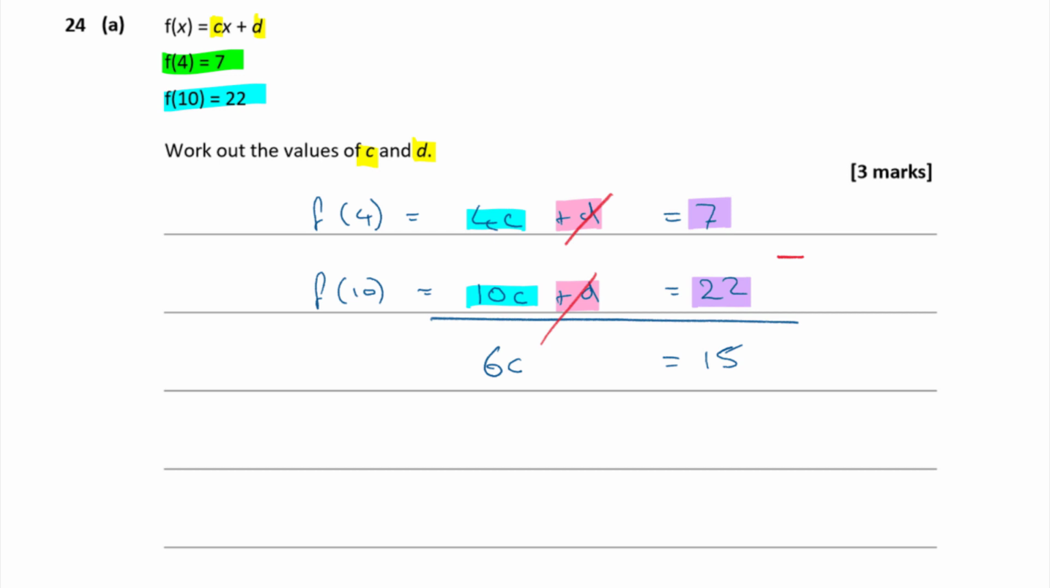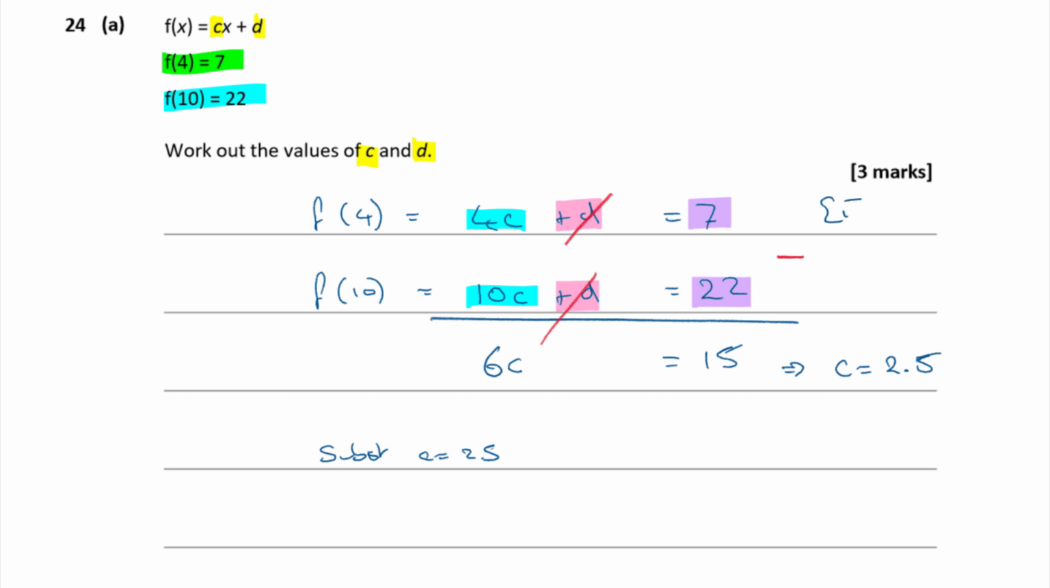Dividing both sides by 6, that tells me that c equals 15 over 6, which is the same thing as 5 over 2, which is the same thing as 2.5. So c is 2.5. Okay. And then once I know what c is, I can then sub it back into one of my original equations up here. I've got 4c plus d equals 7. So substituting back in, c equals 2.5.